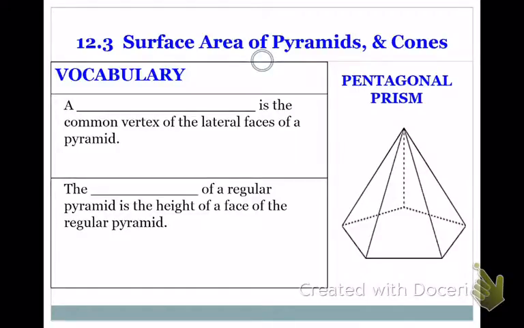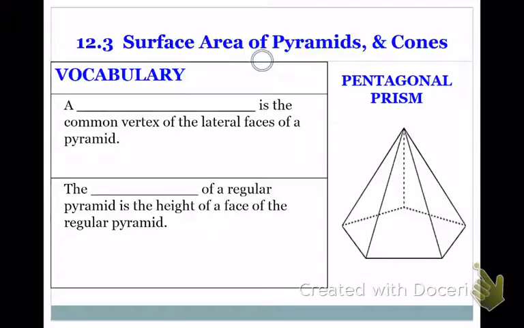12.3, surface area of pyramids and cones. Okay, so here we have a pentagonal pyramid. It's pentagonal because the base is a pentagon. It's got 5 sides.